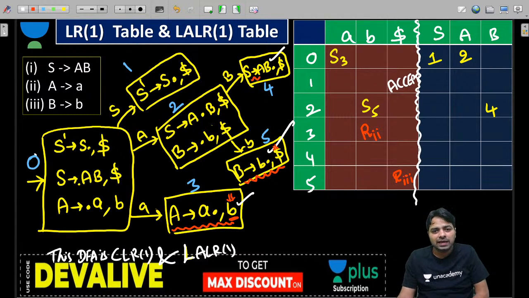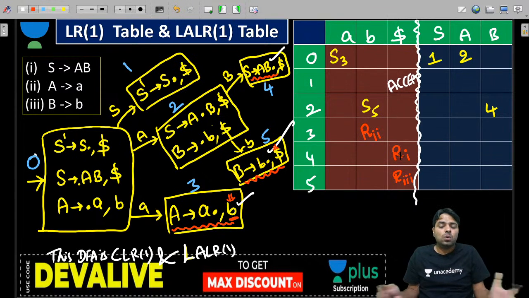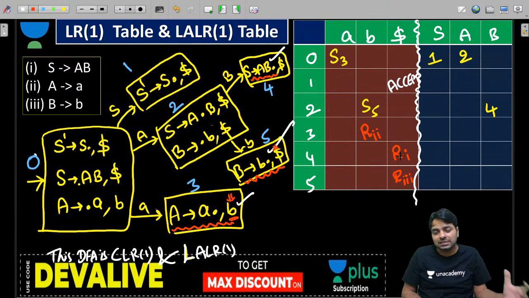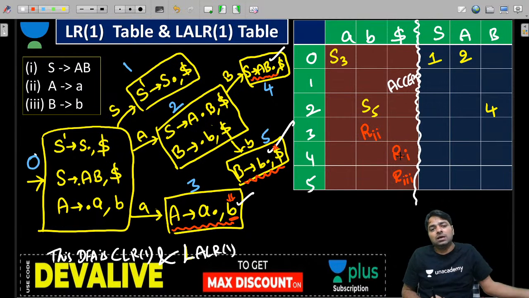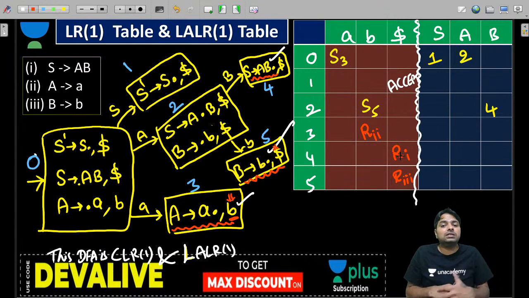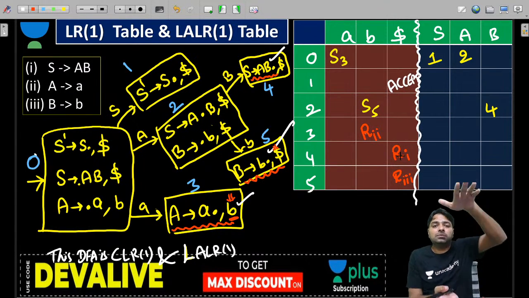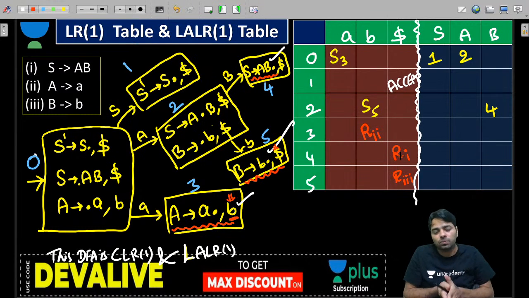And this one derives AB, under dollar, row 4 you will have R1. So this is the LR1 table and CLR1 table, and definitely this could sometimes be different from SLR1 and LR1. CLR1 sometimes can be a different table because some two rows can be combined into a single row.